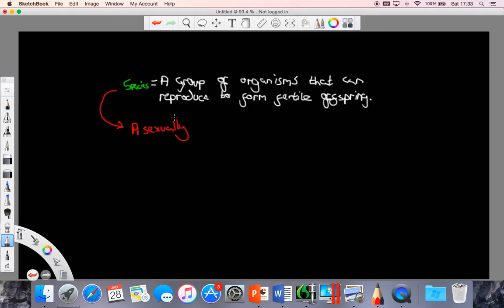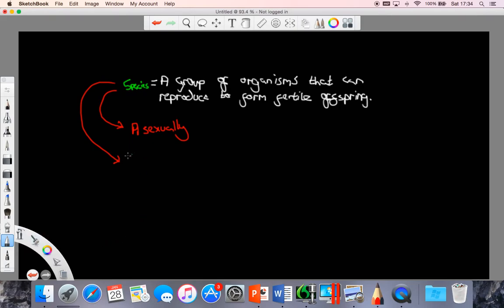Therefore, if we do not see two organisms reproducing, if we do not see this group of organisms reproducing, how can it be a species? Think of bacteria. Bacteria don't need fertilization, but they certainly are a species in their own right. There's lots and millions of species of bacteria, in fact. The other problem is that we can have some organisms that reproduce to form hybrids.